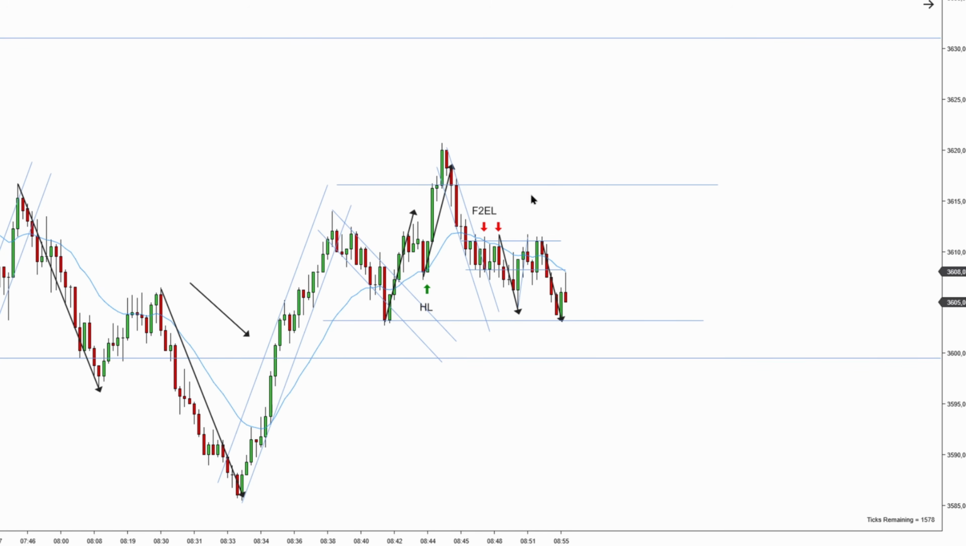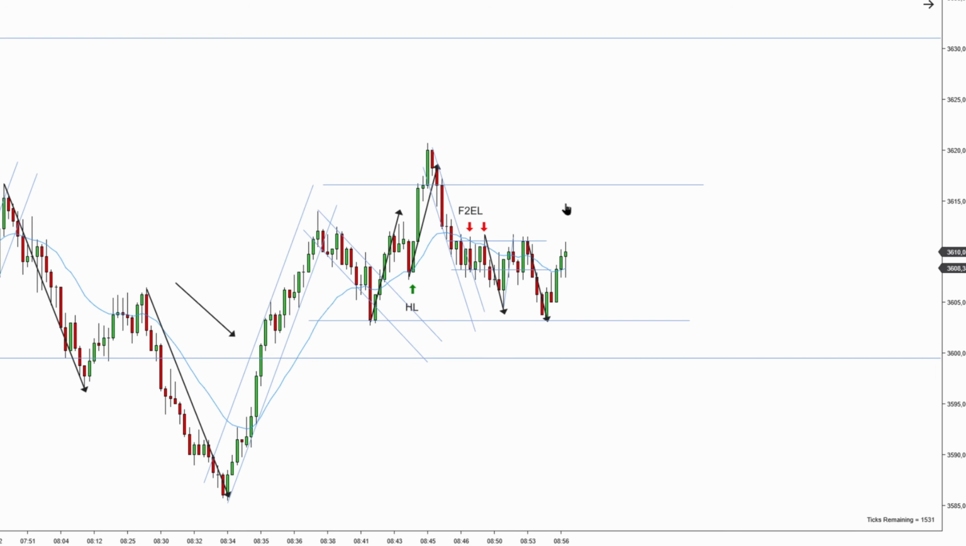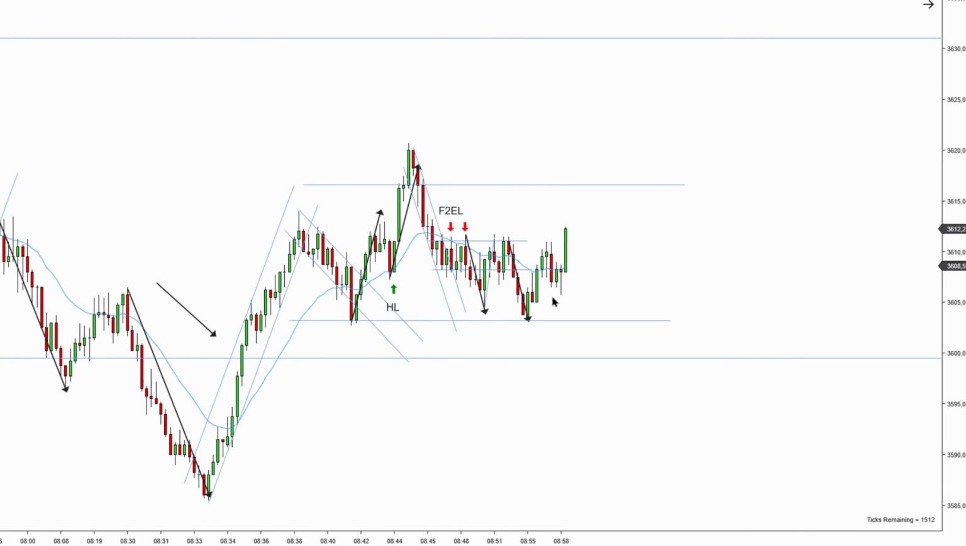But since I have no more confirmation and I'm just eyeballing where it may be, I'm just going to select a reasonable place. I'm going to see what the market will do. Notice, push above EMA. Okay, so this is confirming the trend range structure.